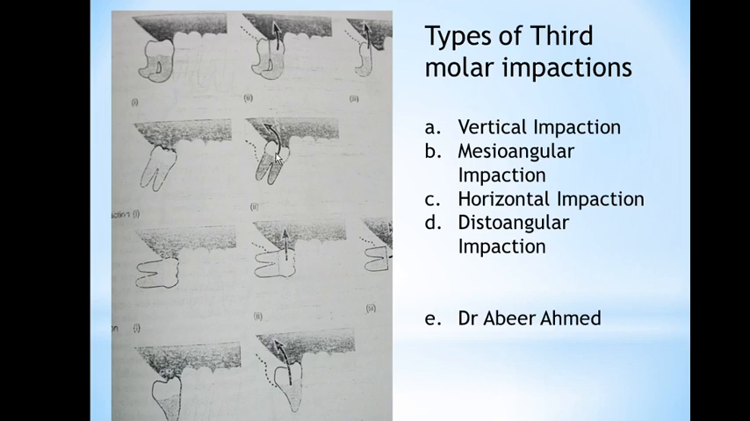The second type here is mesoangular impaction. This is mesoangular. Can you see? It's on the mesial side, so we call it mesoangular impaction. In this case, we require bone removal and a mesial application point to elevate and upright to remove. So this is how we're going to do it. We're going to use also an elevator in this case.